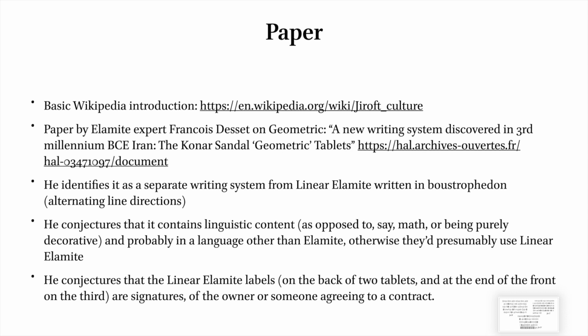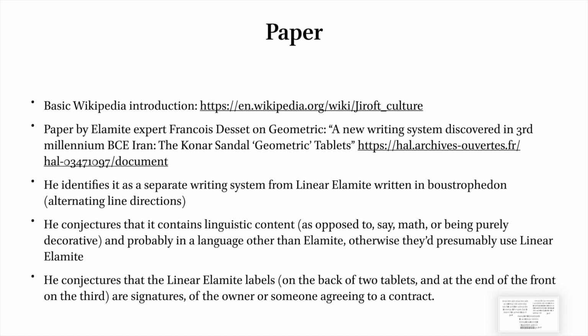Now, the leading expert in Elamite stuff is François Desset, and you can read his paper, A New Writing System Discovered in 3rd Millennium BCE Iran, the Konar Sandal Geometric Tablets, if you would like more information. But in short, he identifies it as a separate writing system from linear Elamite, which is written in Boustrophedon style. If you do not know this word, it is Greek. It refers to the way an ox plows a field back and forth. So a writing system where the line direction alternates every line.